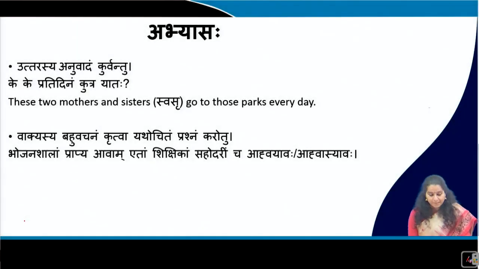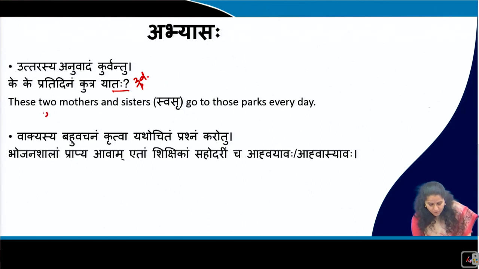Let's do the abhyasa. Uttarasya anuvadam kurvantu. Ke pratidinam kutra yataha. So these two are going where? Kutra yataha. And how do we know that? Because KK can also be bahuvachanam pullinga. But because it is yataha, we know that it is dvivachanam. It's a dual case. And it's a third person dual case. Okay, that is what we know from there. So of these two things. So KK, yataha. Answer. It is these two mothers and sisters go to those parks every day.